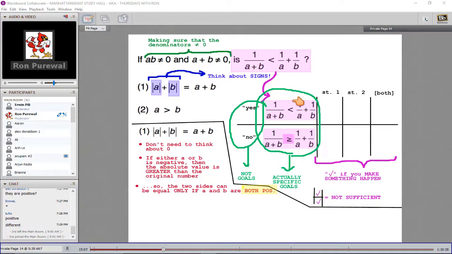What do we know about these now? I mean, if we have two positive numbers, let's think about 1 over A plus B versus 1 over A plus 1 over B. What do we know about this?